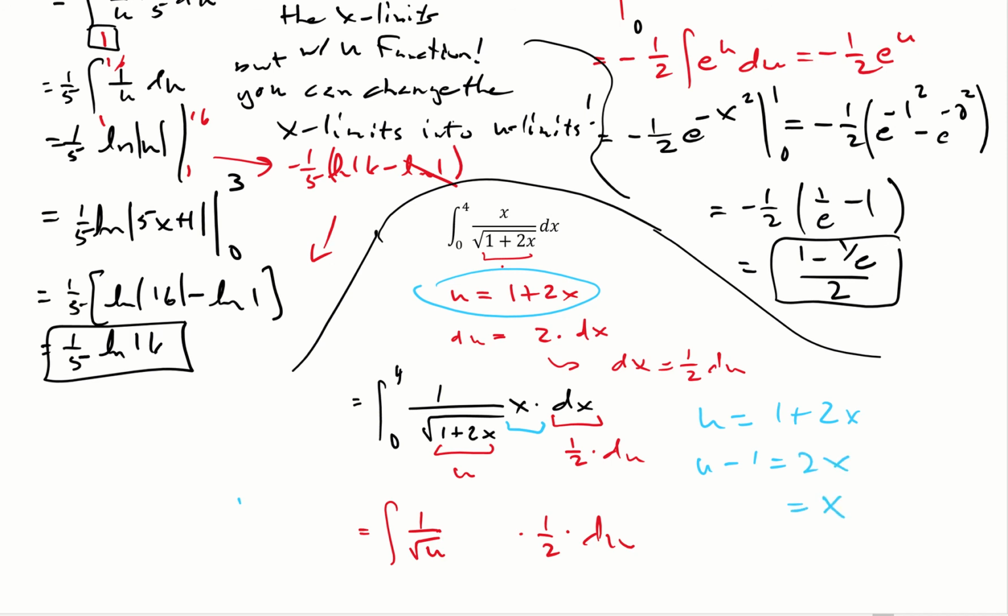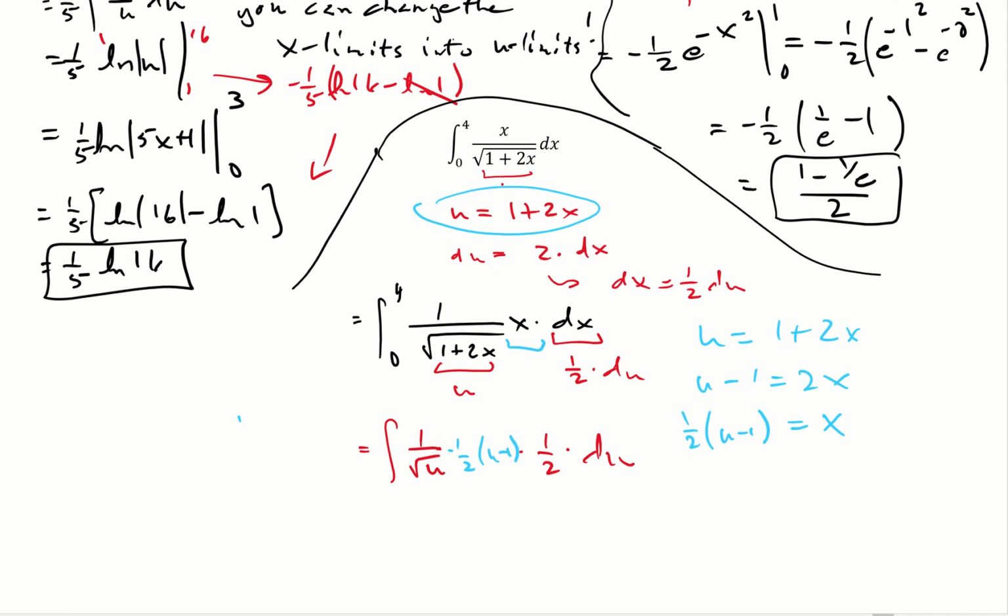Oh, wait a second. Are you kidding? We have 1/2 (u minus 1) is the same as x. Am I supposed to do that? You know what? Yeah, it's a great idea. Because look, I'm going to go times 1/2. I'm going to do that. And then times u minus 1. Oh, come on. We can't do that, can we? Yeah, we can. Watch.